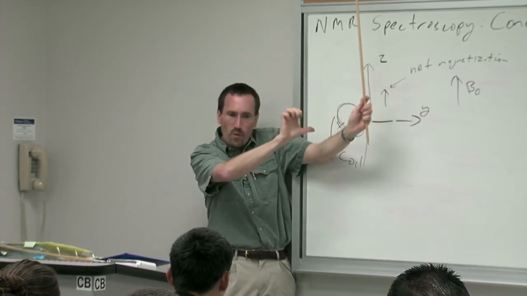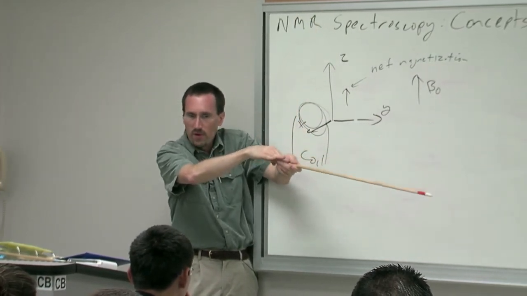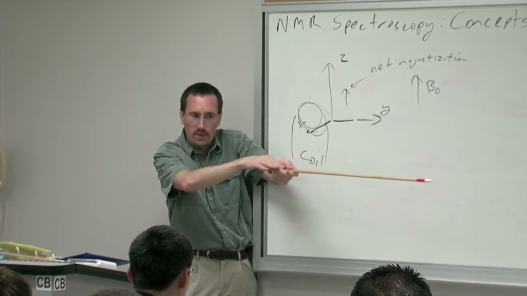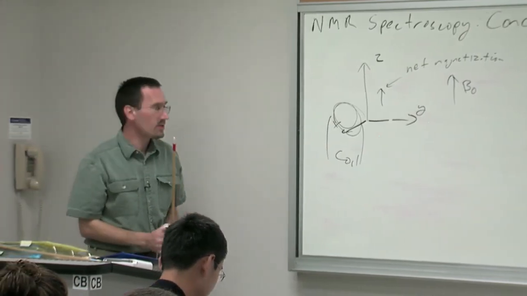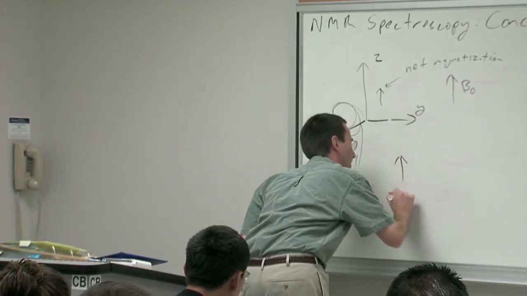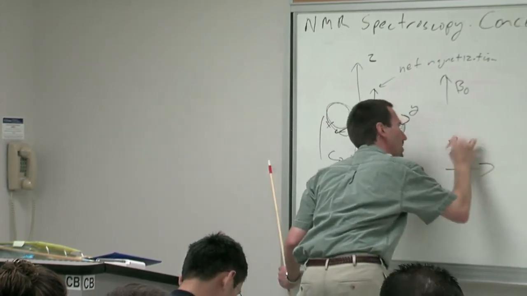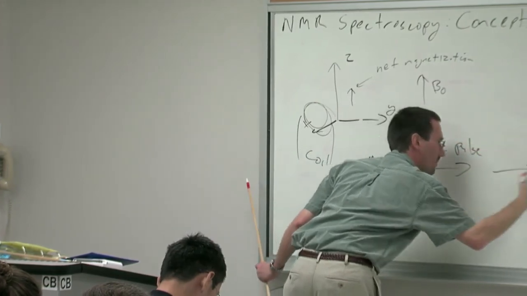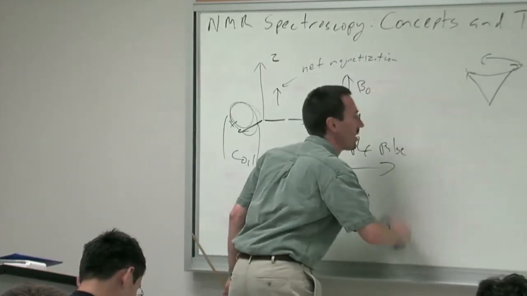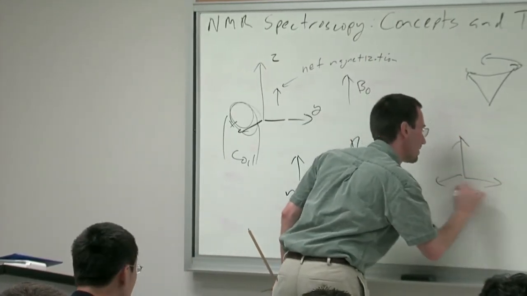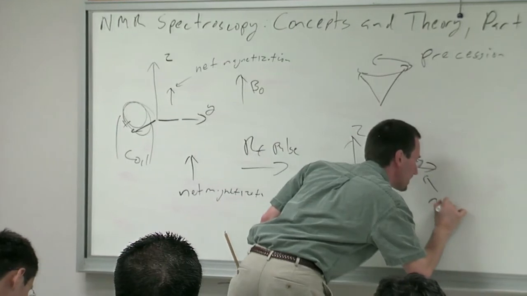If I apply a force along the x-axis, right-hand rule and all of that good stuff, we rotate our vector downward. So after we apply a pulse, if here's our net magnetization, when we apply an RF pulse, our net magnetization moves along the y-axis. And if I want to represent it, I'll say x, y, z, and here's our net magnetization.